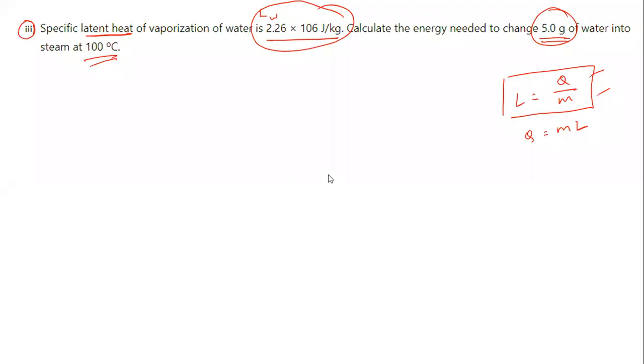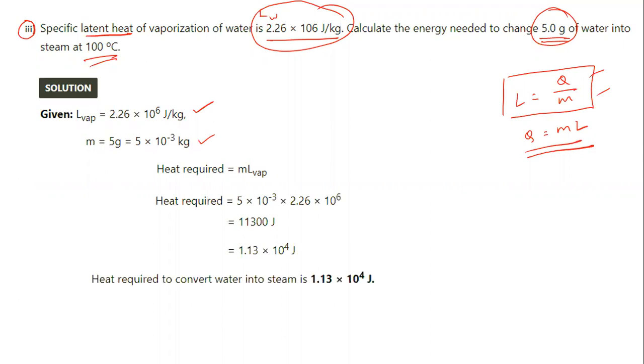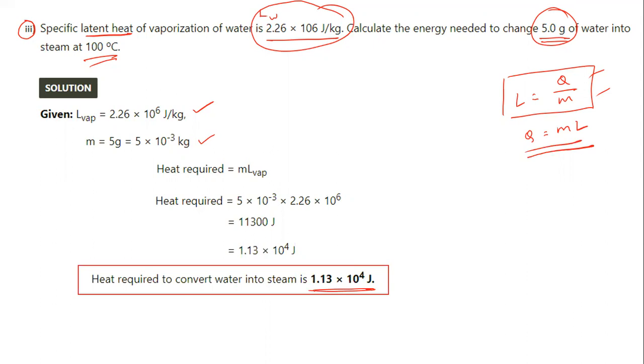So latent heat is quantity of heat needed for change of state of unit mass of substance. Latent heat of vaporization is given. Mass is given here. It is 5 gram that we converted into the kg. Then quantity of heat is mass into latent heat. We only have to do the multiplication to get the answer. After doing this multiplication, we get the answer. The heat required to convert water into steam is 1.13 into 10 raised to 4 joule.